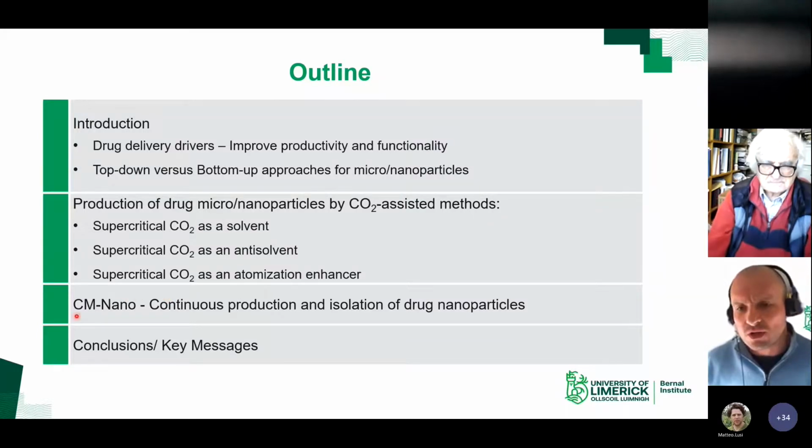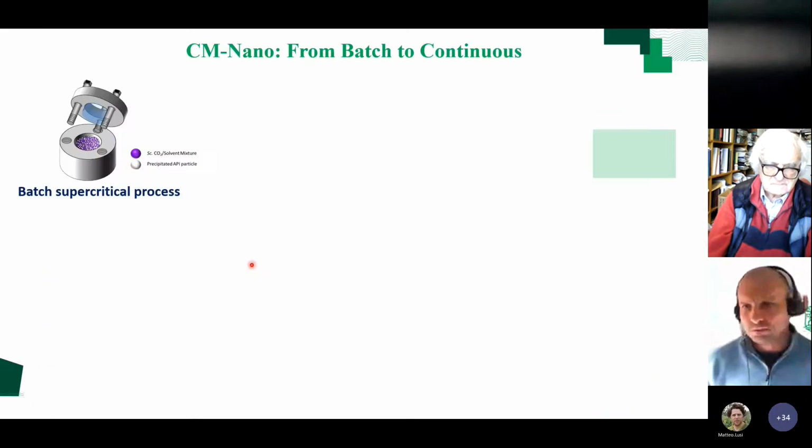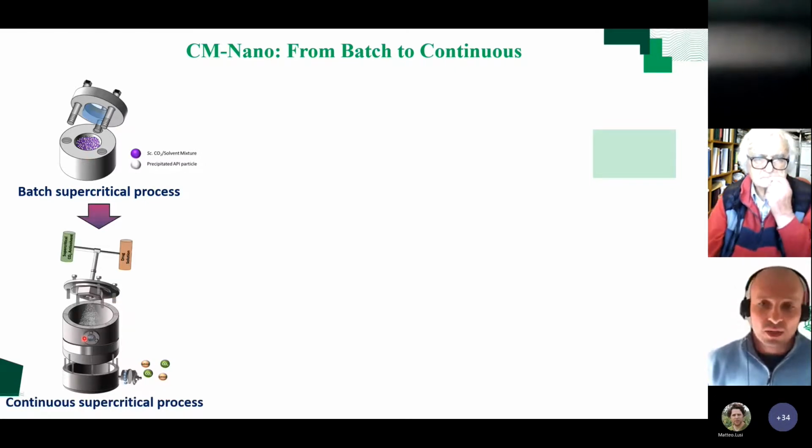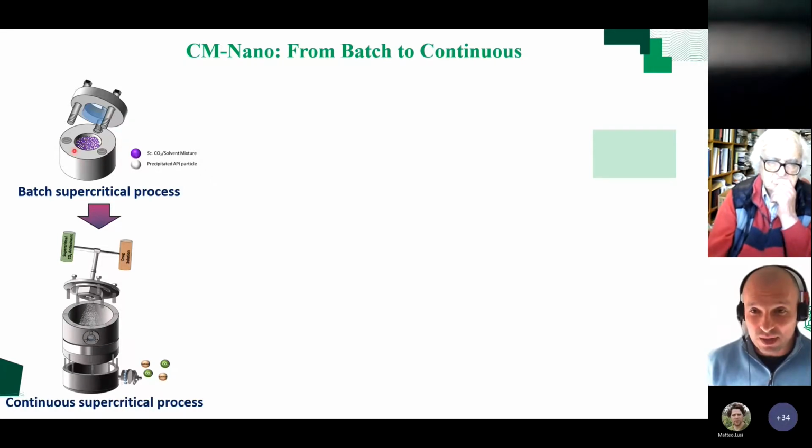So this is one of the technologies that we have been developing in the group, which is called CM Nano. It has been mostly funded by Enterprise Ireland. And in this technology, we went from using a batch supercritical process, which uses high pressure vessels to conduct our experiments on producing microparticles, to converting this into a continuous spray drying process, where instead of scaling up the high pressure vessel, we are actually scaling down the high pressure vessel, converting this into a nozzle, right? Where the high pressure only happens here in the nozzle.